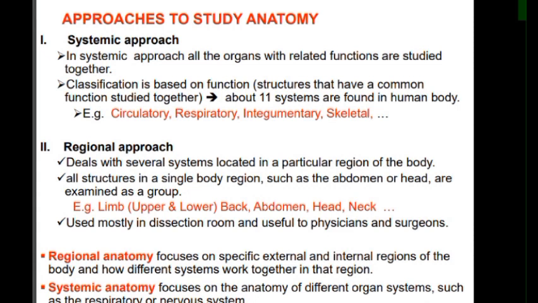It also deals with all structures in a single body region, such as the abdomen or head, are examined as a group. Example: limb, that means upper and lower, back, abdomen, head, neck. It is used mostly in dissection room and useful to physicians and surgeons. Note: regional anatomy focuses on specific external and internal regions of the body and how different systems work together in that region, while systemic anatomy focuses on the anatomy of different organ systems, such as the respiratory or nervous system.